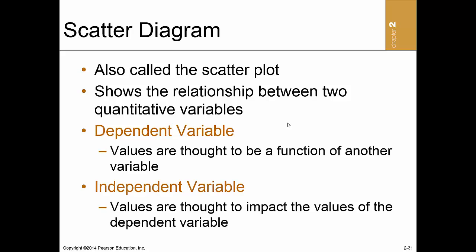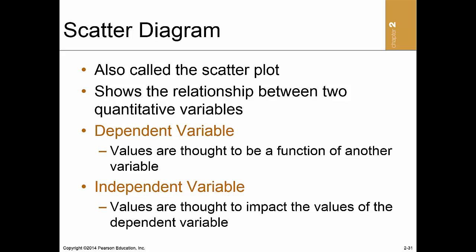In this case, we'll have a dependent variable and an independent variable. The dependent variable is a variable whose values are thought to be a function of or dependent on the values of another variable called the independent variable. On a scatter plot, the dependent variable is placed on the y-axis and is often called the response variable.